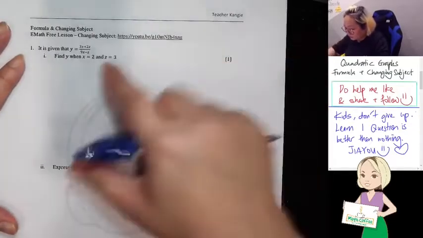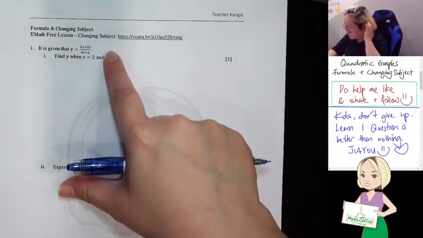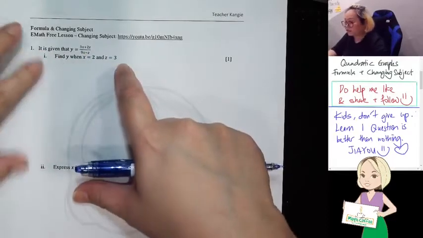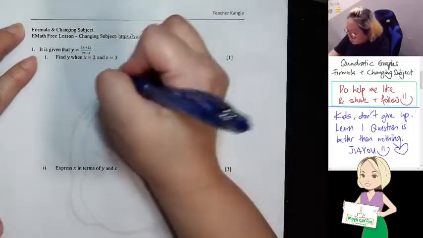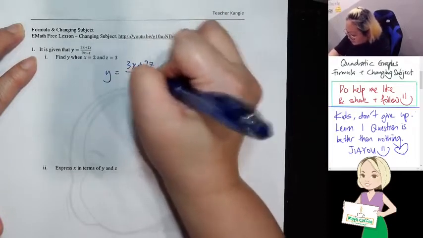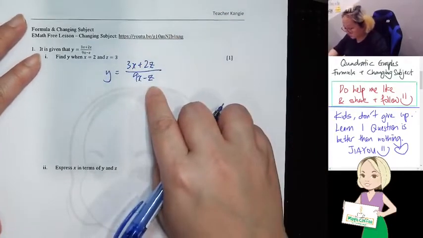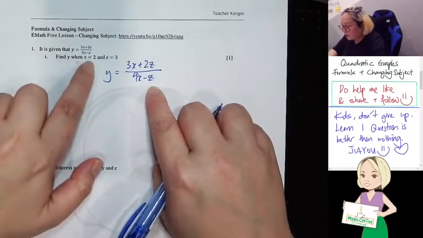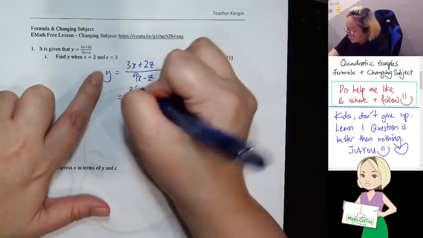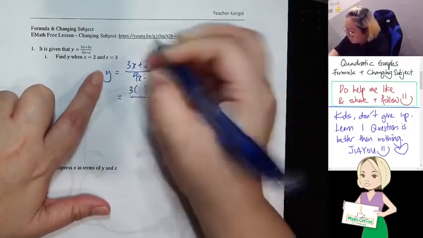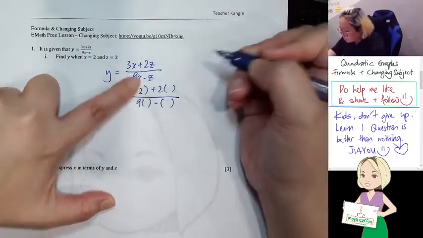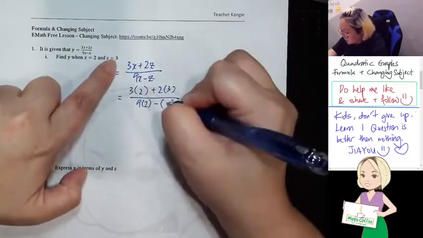So let's continue this. Changing subject. It is given that y equals to blah blah blah, 5y equals to this. So actually this part 1 is a formula. My y is equals to 3x plus 2z over 9x minus z. So this is the formula. They said find y when x equals to 2 and z equals to 3. So let's change our x to be bracket 3x plus 2z over 9x minus z. Throw in x equals to 2, z equals to 3.